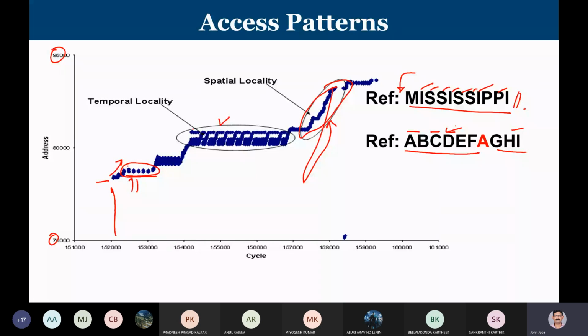So I am sure that you are thorough with the concept of temporal and spatial locality now. If anyone has any query till this point, feel free to ask.